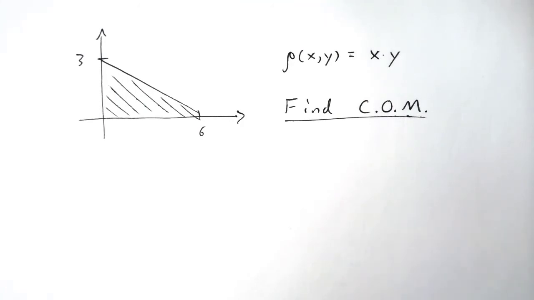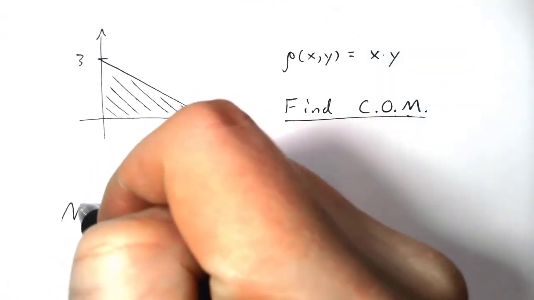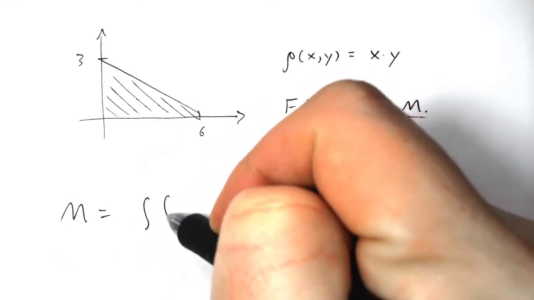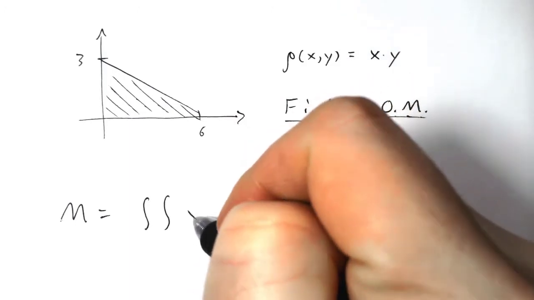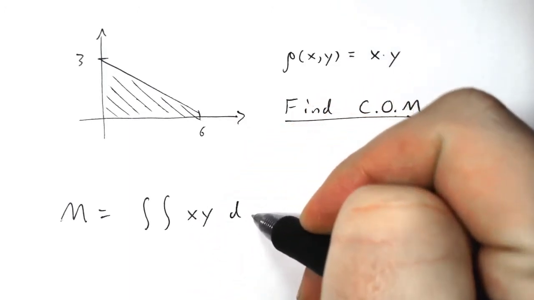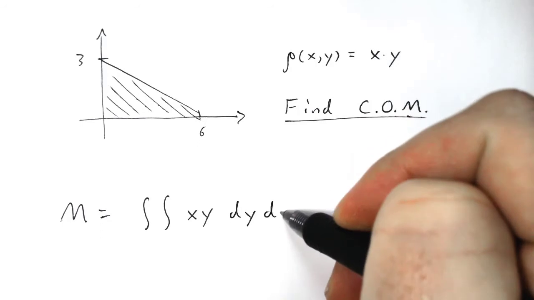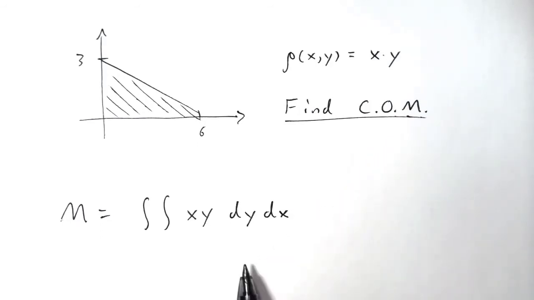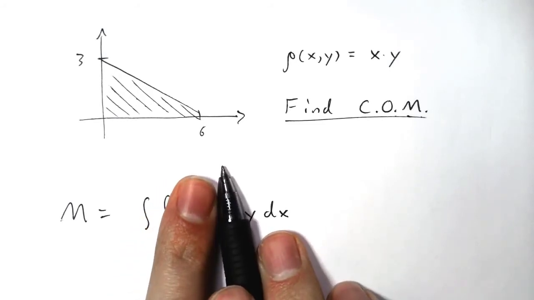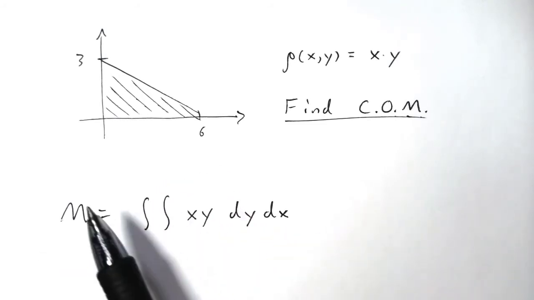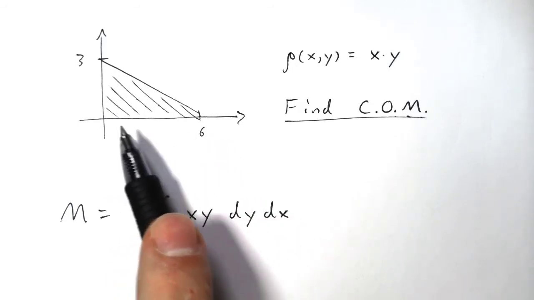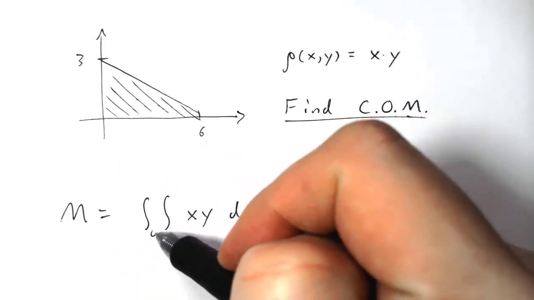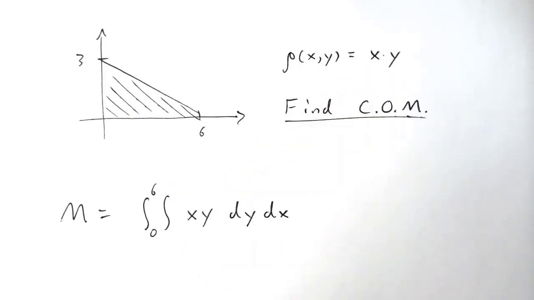All right, so to compute the total mass, we're going to do the double integral over this region of the density function, which is xy. And I'm going to do dy dx here. You could do it dx dy, but if we do it dy dx, then let's focus on the outer integral. It's with respect to x, so I need to specify what values x is ranging between. Well, x goes from 0 to 6, so those are my values on the outer integral.